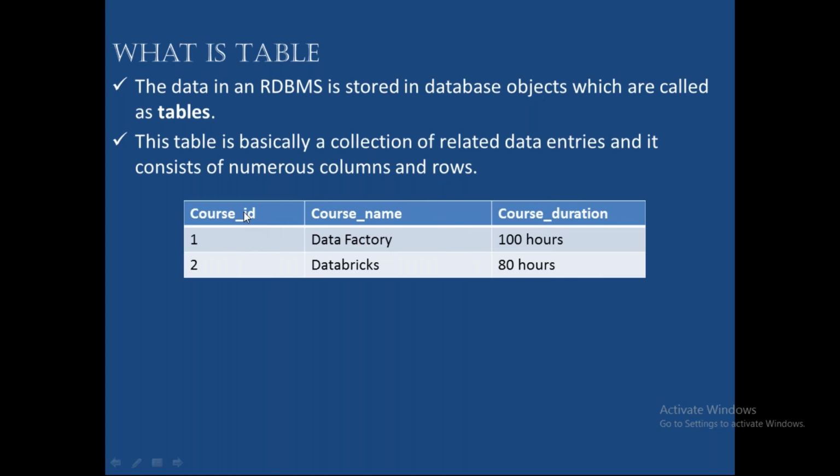You see here how many columns we have. Course ID, course name, course duration are going to be our columns. One, data factory, 100 hours; 2, Databricks, 80 hours. So these are the 2 records, 1 and 2. Okay, so this is the table you need to understand.